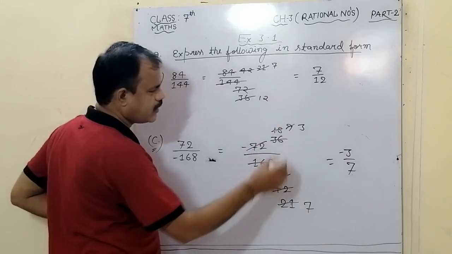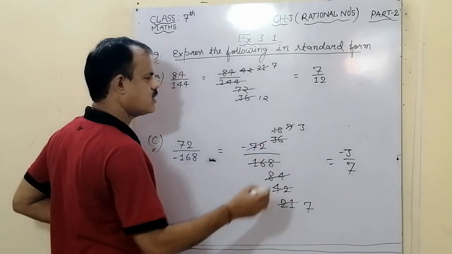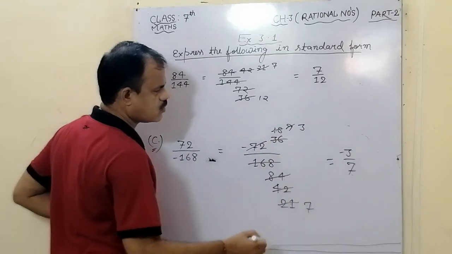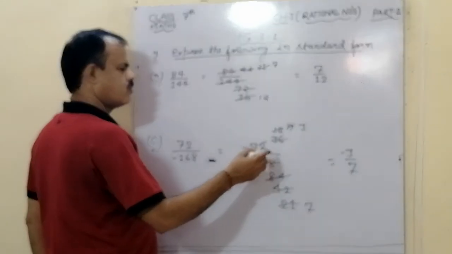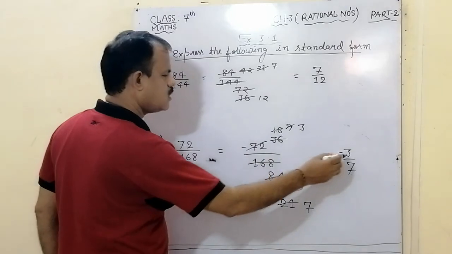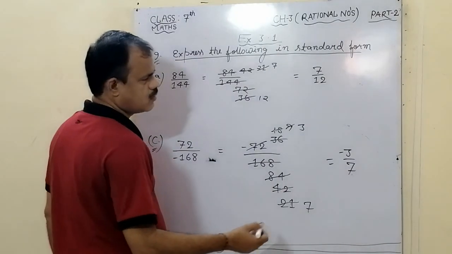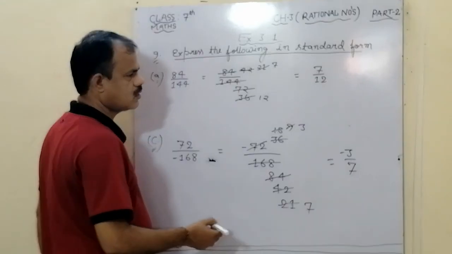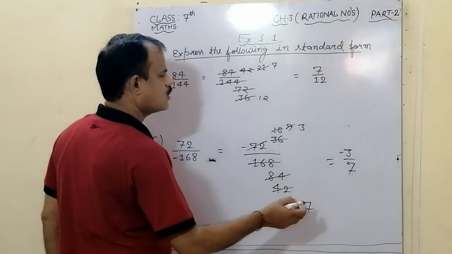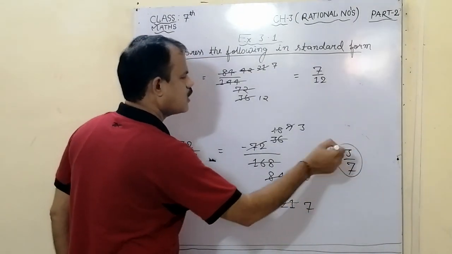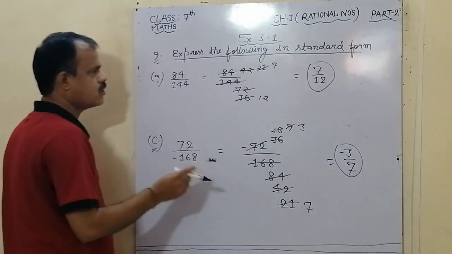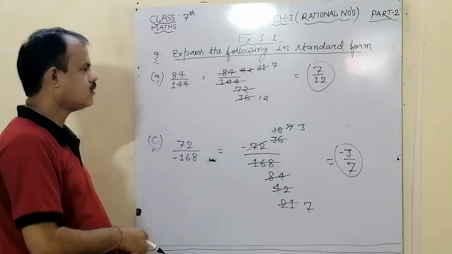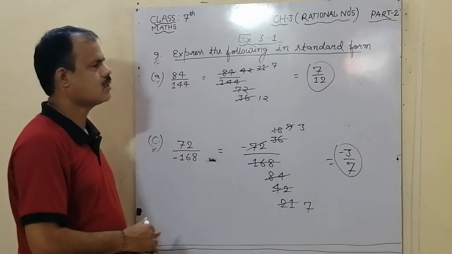Now we have 9 and 21. It is divisible by 3. 3 3s are 9, 3 7s are 21. So the final answer is minus 3 upon 7. Why? Because no table is there by which we can cut 3 and 7. No common factors are there. So this is the final answer, and in this way you will simplify the given rational number.